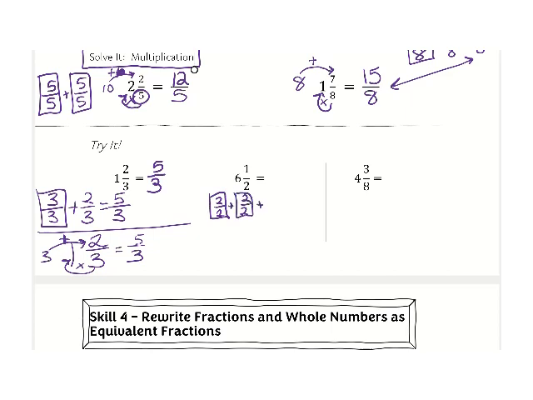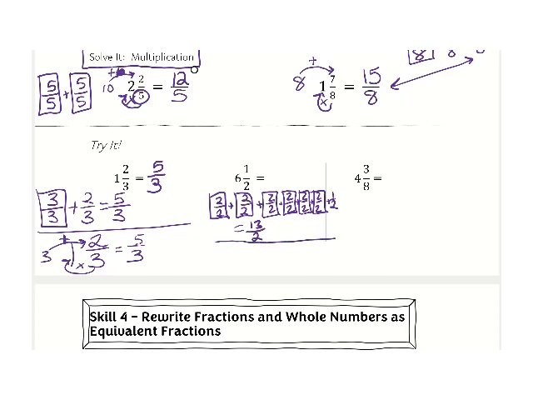1, 2, 3, 4, 5, 6, and then 1 more half. And then I could add up all my halves. 2, 4, 6, 8, 10, 12, plus 1 more is 13 halves.